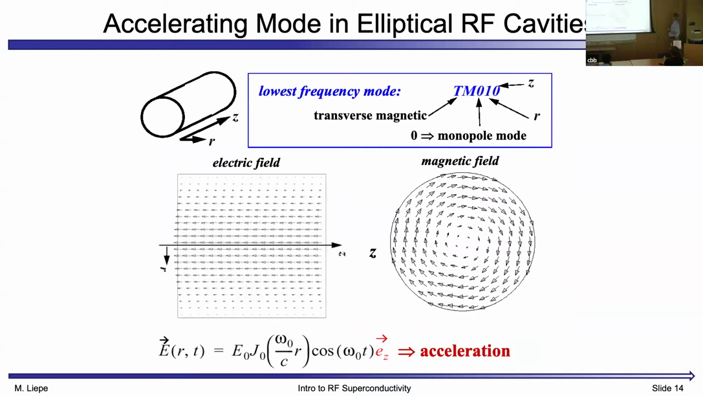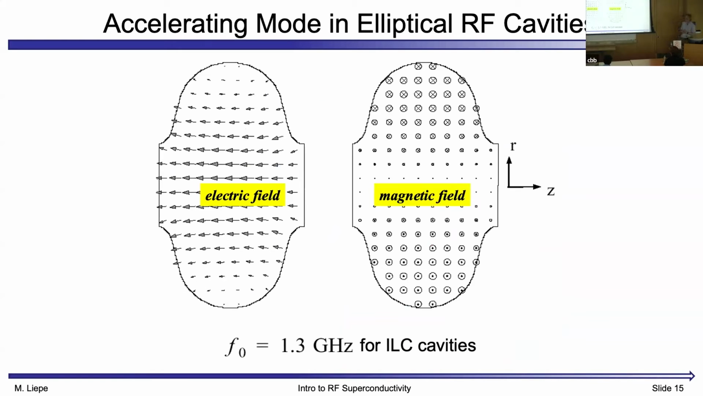So here's a picture of how the typical mode looks in an elliptical cavity or here a pillbox cavity, which is used for acceleration. So in this pillbox cavity, the beam will go in this direction. You see the electric field points longitudinal, and then the magnetic field is a circle around that. So an elliptical cavity then looks like this. Electric field again longitudinal, the magnetic field a circle around that.